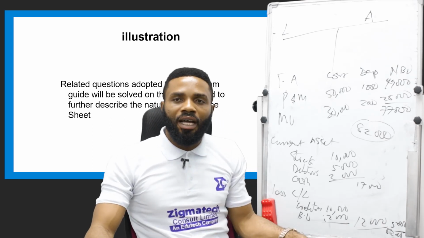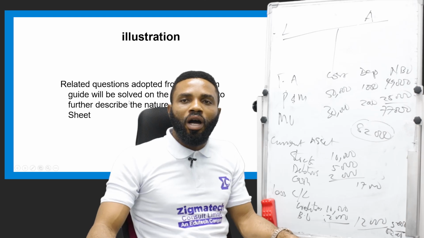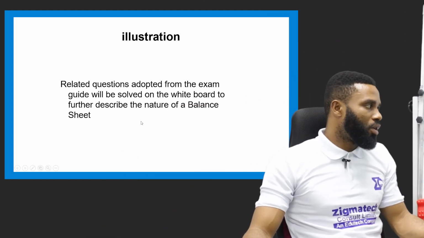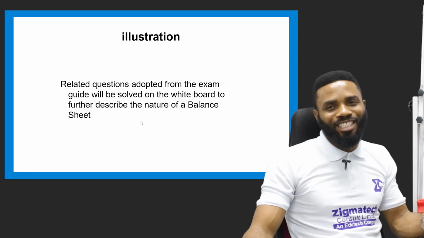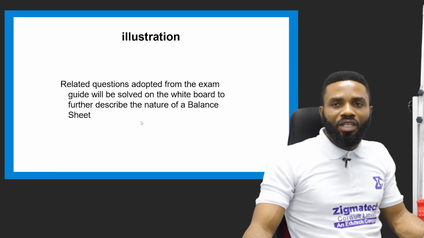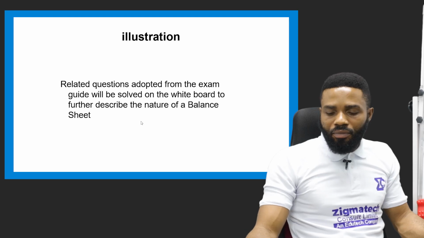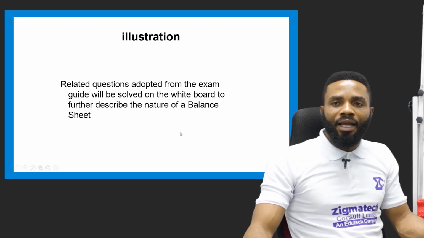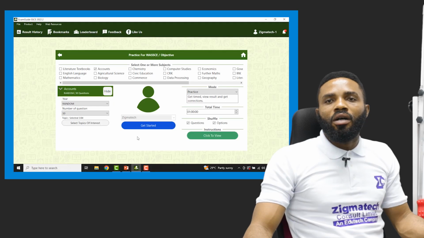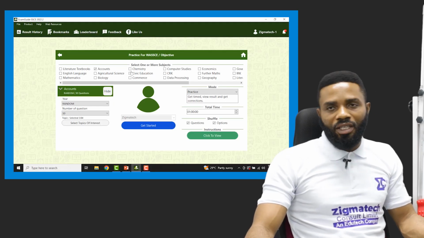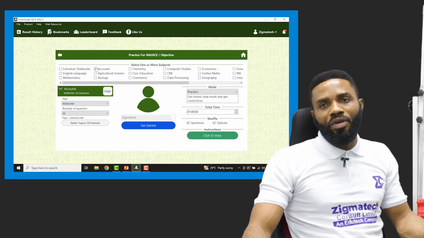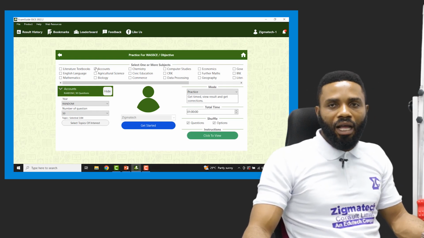Now, having said that, let us quickly go to our exam guide to see some related questions that will help us to further explain the subject matter. So if you go to our exam guide, you will see options for subjects. You click on account because that's where we are. We are looking at financial accounting.